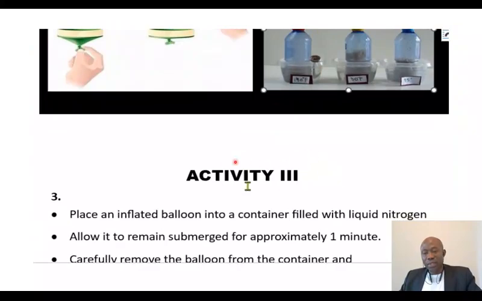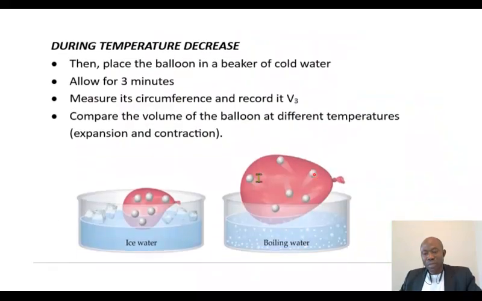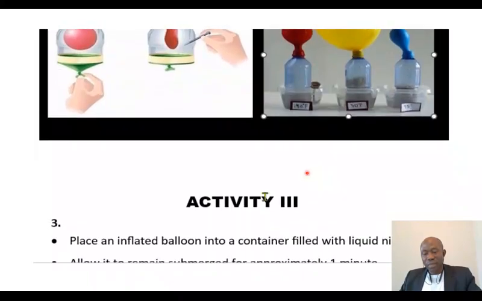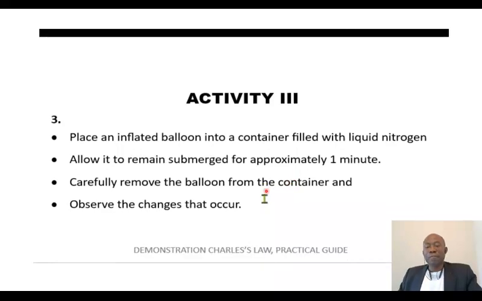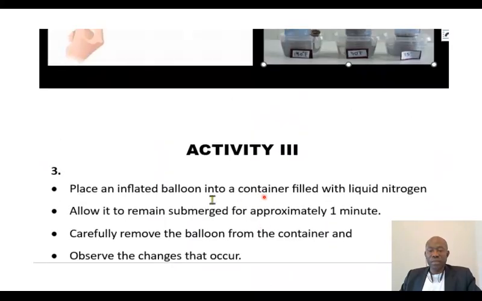So let's go to the third activity. You can use a balloon, or you invert it like this, which is a perfect example of explaining Charles' law to grade 10, 11, 12 students. When the students are in grade 11 or 12, you can use the third one, which uses nitrogen gas. Place an inflated balloon into a container filled with liquid nitrogen.